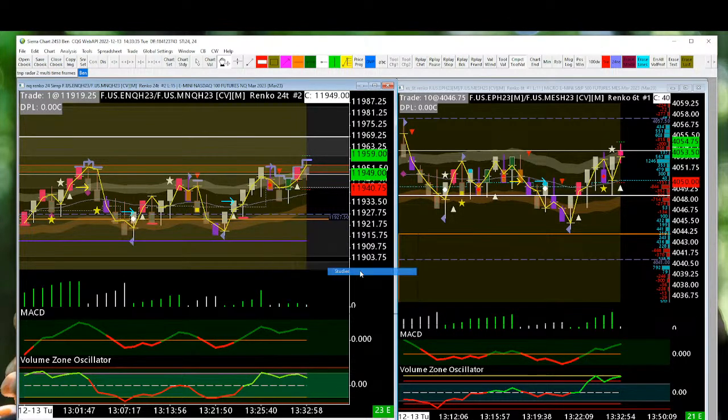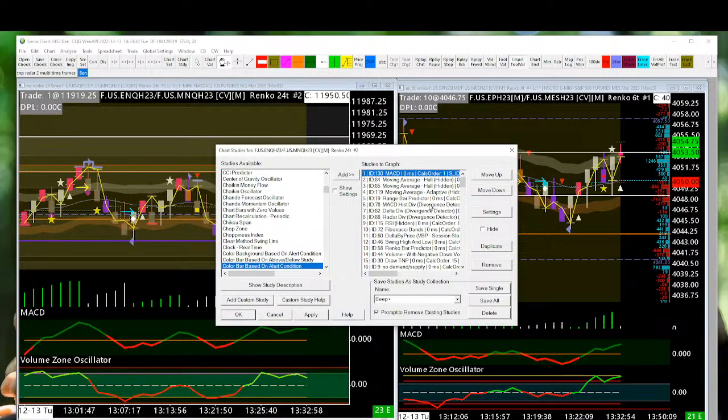Here, let me just turn off this divergence here. I'm always trying new things, and I absolutely hate this indicator on Sierra Chart, the divergence detector.